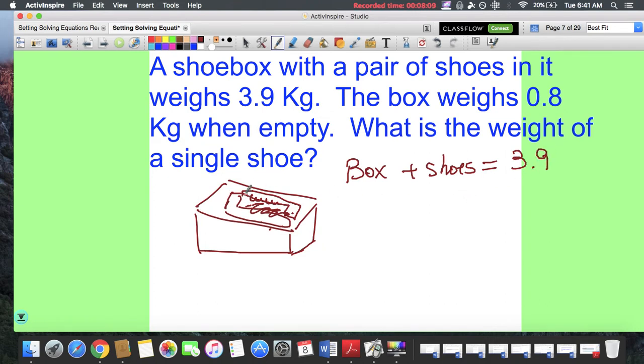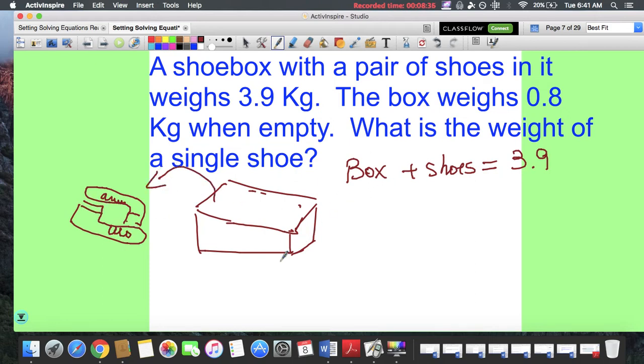Okay, now if you take the shoes out, let me see if I can do this for you. So when you take the shoe out, okay, just the empty box, the box with no shoe, and you put the shoe over here. Here's a string of the shoe. So if you take the shoe out, so the box now is empty, right? So the box is 0.8. The box is 0.8 kilograms.